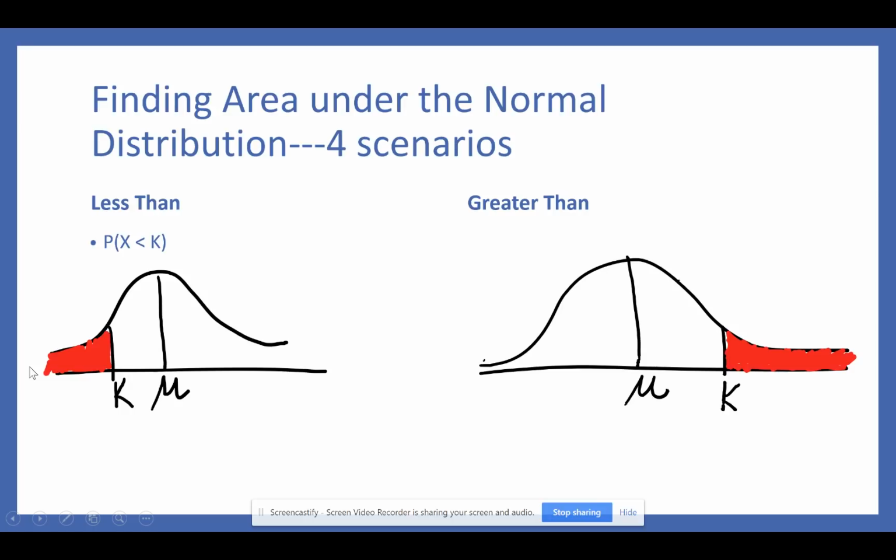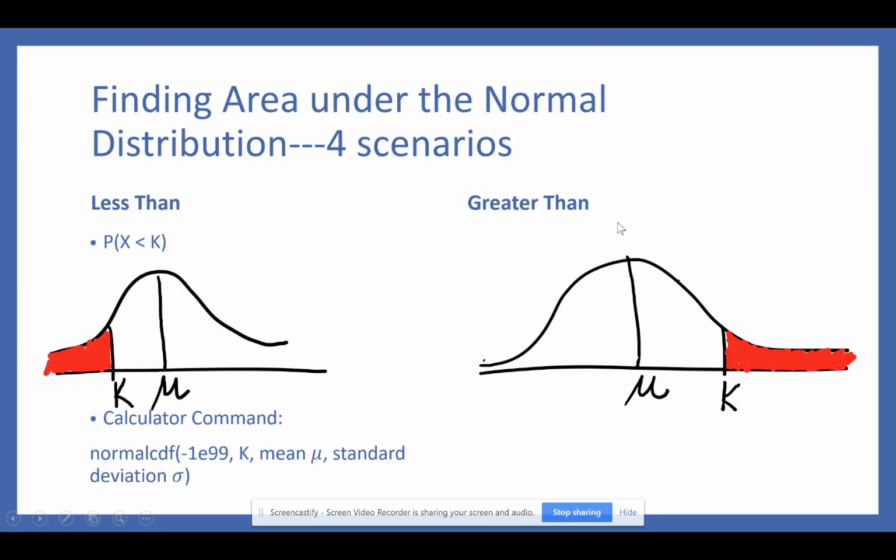Now, it's going to show here on the screen, but I'm going to show you the keystrokes a little later. In the calculator command, then, to get this red region, which is what we're looking for, we would have to go from negative infinity to our value of k, and give it the mean as well as the standard deviation. That's typically the format. You always give it the lowest value first, followed by the highest value, the mean, and the standard deviation.